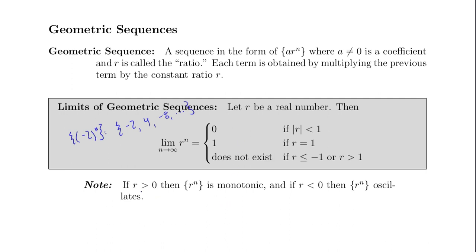So again, this is what we're saying here. If r is greater than 0, it's monotonic. But if it's less than 0, if it's negative, it's going to be oscillating. So we'll just keep an eye on that. So those are our geometric sequences.